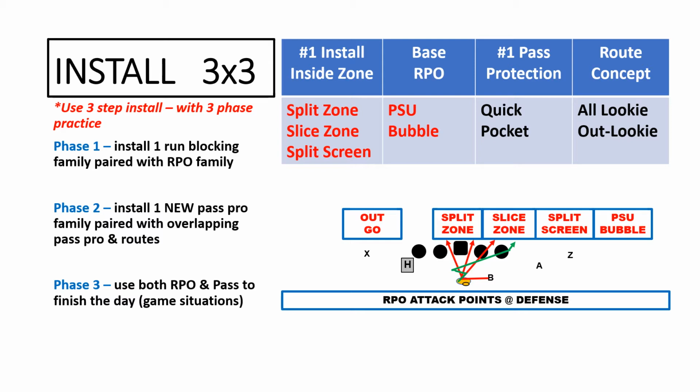One of the other things you can add with that fits nicely is to do your quick pocket passing game. For the 3x3 install then, to compartmentalize learning, we like to do just in phase 1 the RPO itself. Phase 2 then is just the pass portion of it, and then phase 3 where we combine the RPO and the pass all together in game situations. Last thing, you can see how with split zone we can go ahead and attack all across the front, getting the ball to a lot of different people with the diagram in the bottom right.